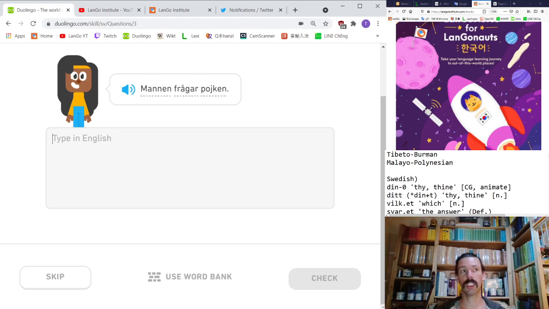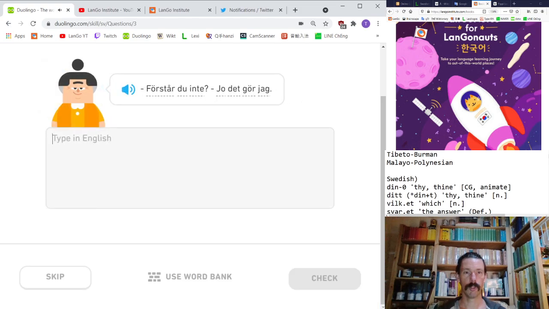The U, Su, and Shi, that vowel is also super high. Super high tongue position. It's like jaw closed and tongue raised. Mannen frågar pojken. Both definite. The man asks the boy.